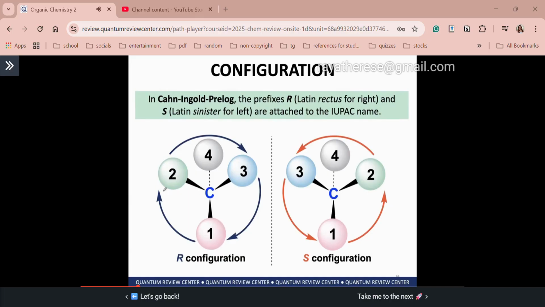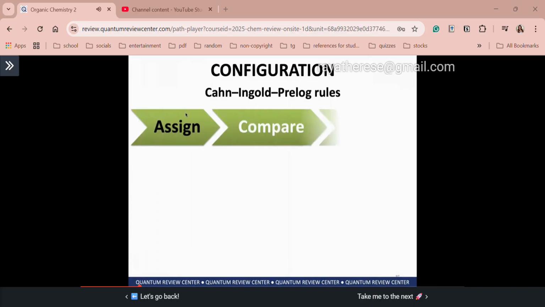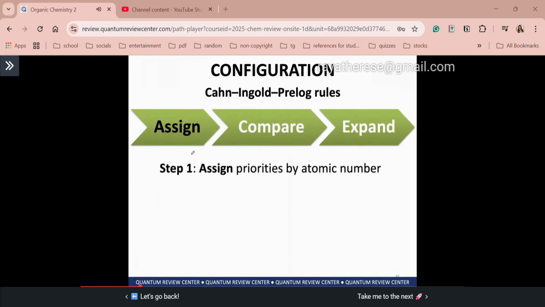Sir, what are the numbers here in our configuration discussion? Class, they have the priorities, okay? So first, substituents or functional groups will be categorized based on our priority. Sir, how do we prioritize your substituents here? Based again on Cahn-Ingold-Prelog rules. Let's first discuss the CIP rules. Again, we have a strategy in order to determine your prioritization. Check. Assign, compare, expand. ACE, diba? So again, first step, assign priorities by atomic number.